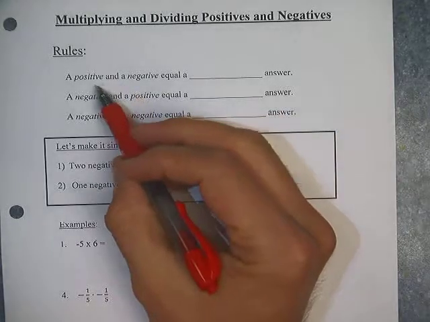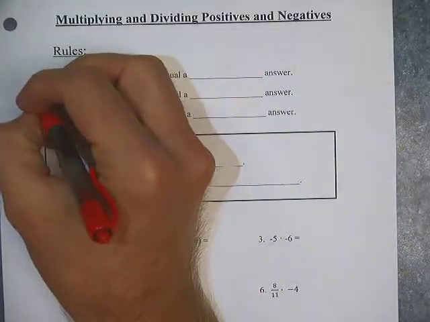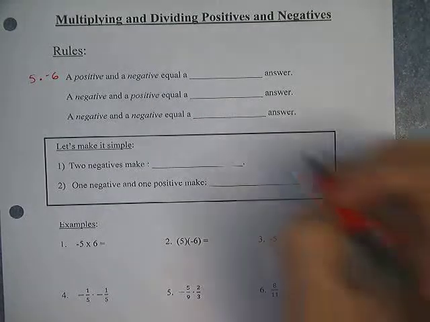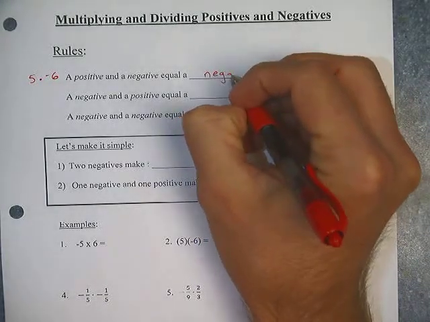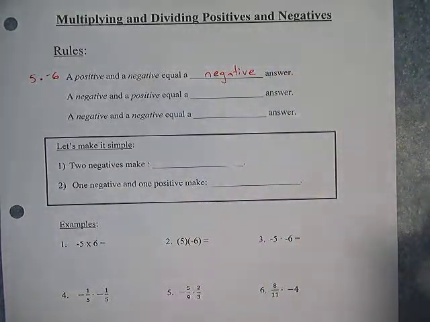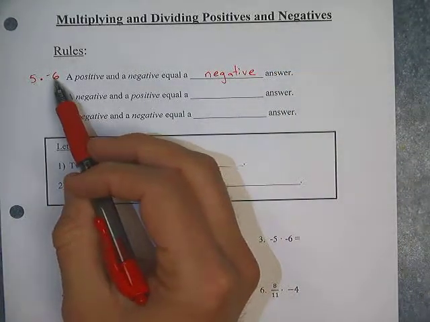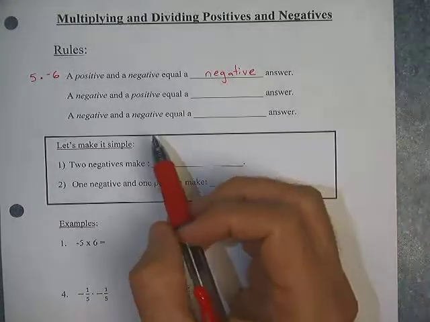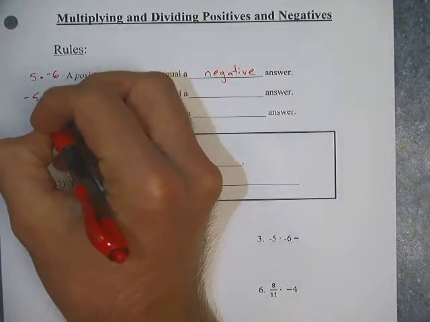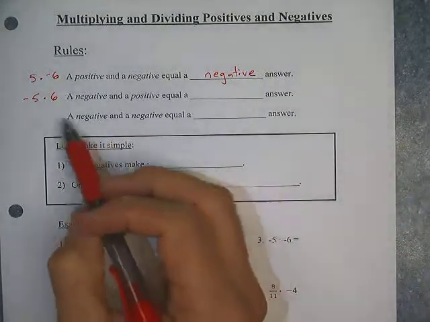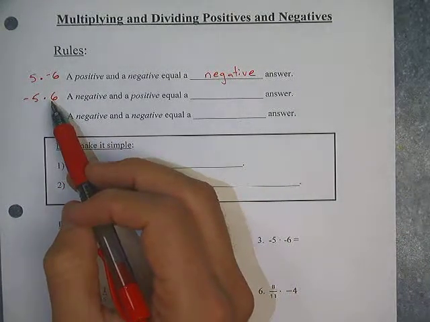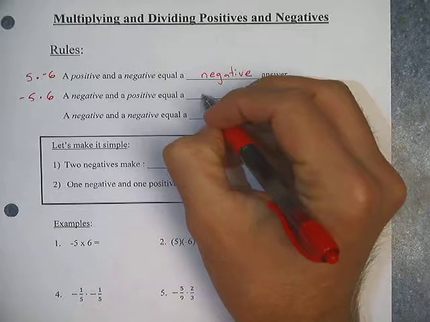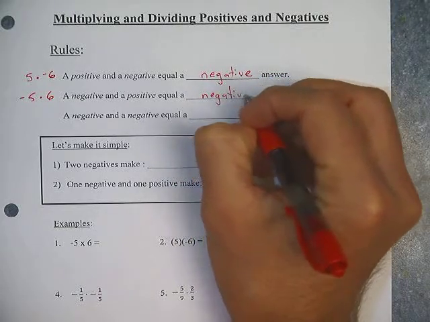So starting with the rules, if we multiply a positive and a negative, what does that look like? Positive times a negative. That's always going to equal a negative answer. Okay, and that should make sense because a positive times a positive gives me a positive. So if I change something to the opposite, my answer should be opposite. So a negative times a positive. It's kind of the same idea because if I had 5 times 6, that's 30. So if it's the opposite of 5 times 6, I should have the opposite answer. So again, a negative times a positive is a negative.